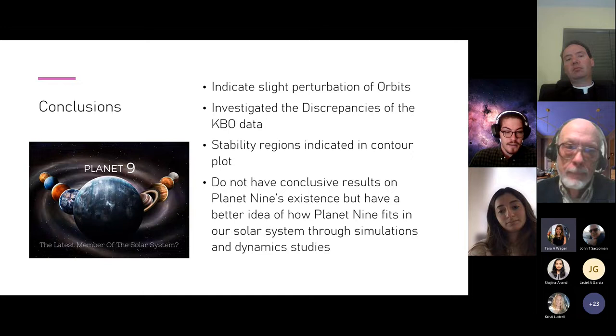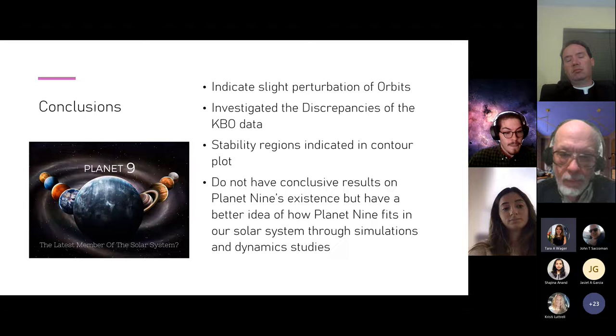The contour plot created in Python gives a good view of the stability regions in the three-body system, including the Sun, Planet 9, and a smaller KBO. But we don't have conclusive results on Planet 9's existence, obviously, but we have a better idea of how the Planet 9 theory fits in our solar system through simulations and dynamic studies.